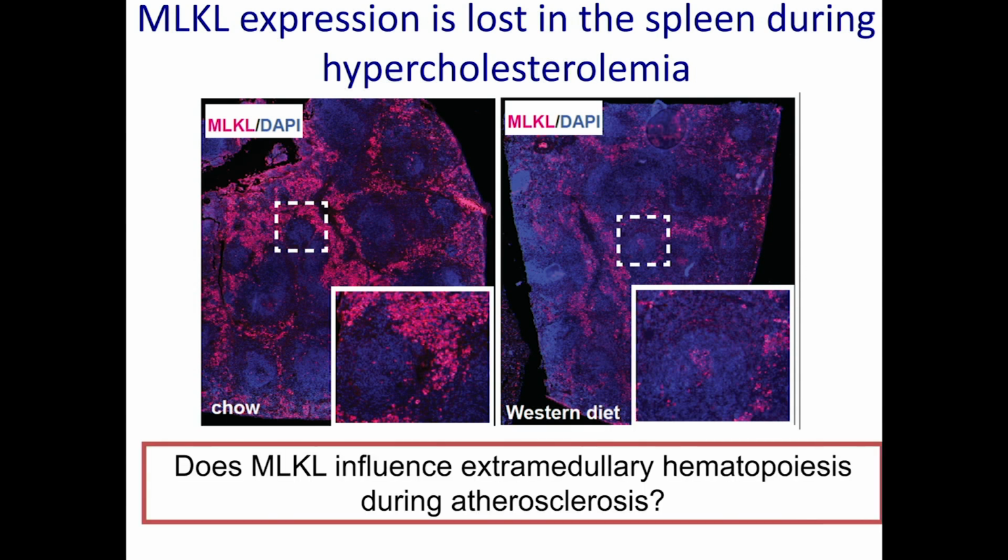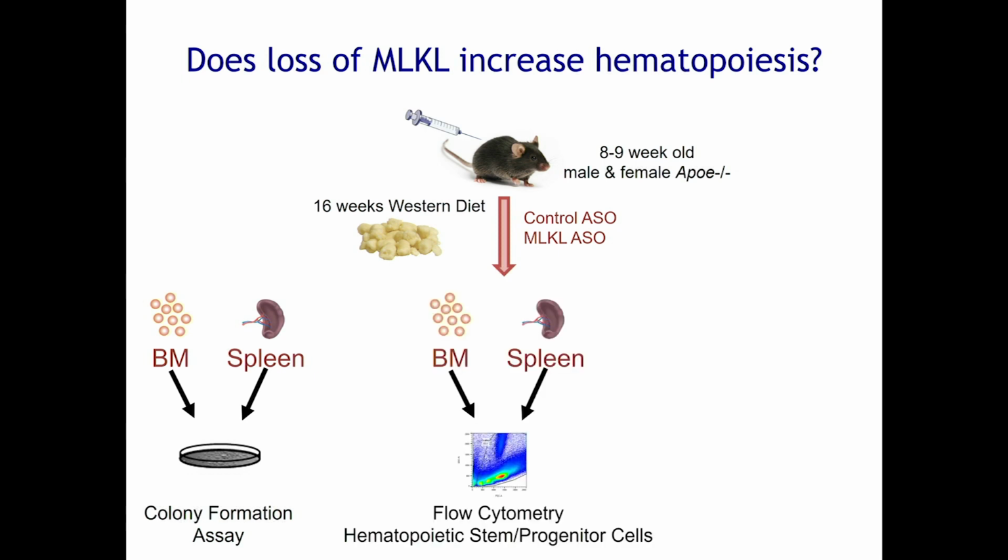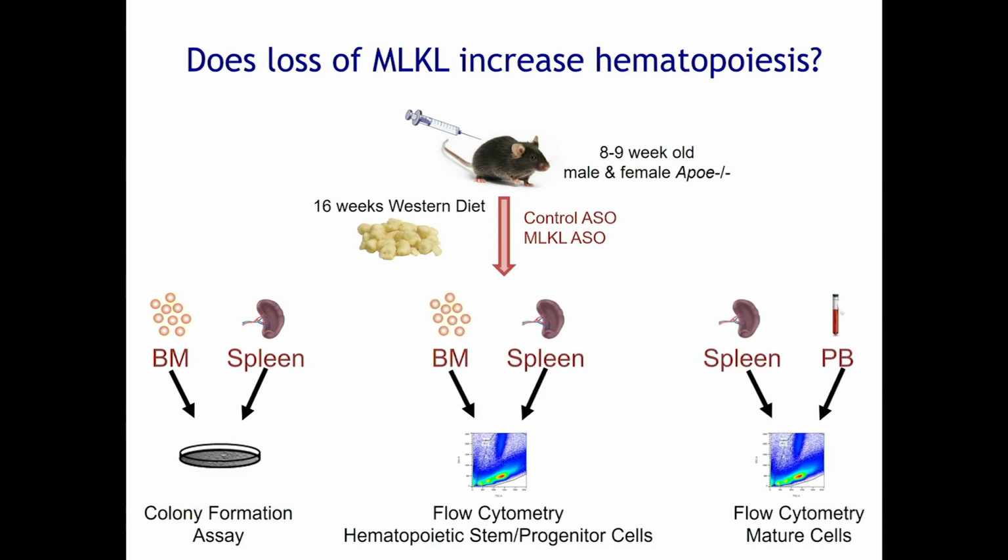So we asked whether or not MLKL influences extramedullary hematopoiesis. For this, Adil took mice where MLKL is once again inhibited using the same antisense approach. Essentially, we can ask whether or not the progenitor cells from the bone marrow or the spleen form the colonies that they're meant to form. So from a progenitor, can it become a myeloid cell? Can it become a macrophage like it's supposed to? We can look at this by flow cytometry, and we can look also in the peripheral blood to see if this is affecting the peripheral blood.